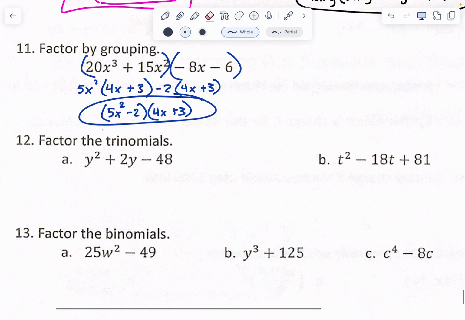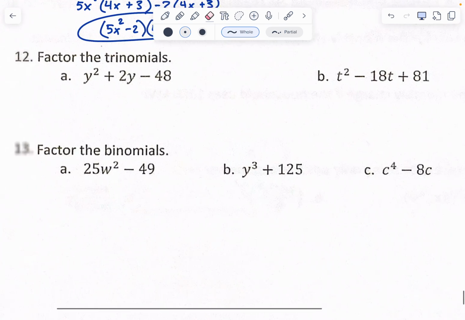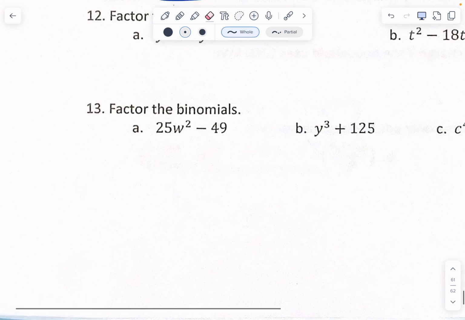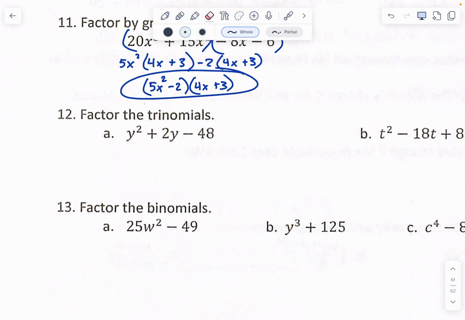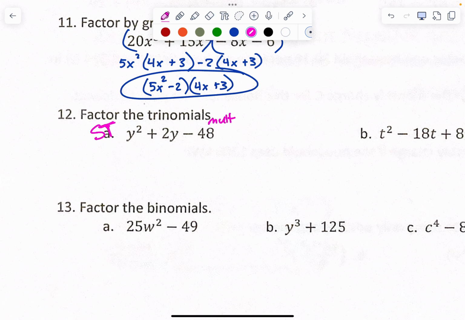Okay, trinomials. It's a simple trinomial. All I look for is multiply to get -48 and add to get 2. 8 and -6. The factors of 48 are 1 and 48, 2 and 24, 3 and 16, 4 and 12, 6 and 8.